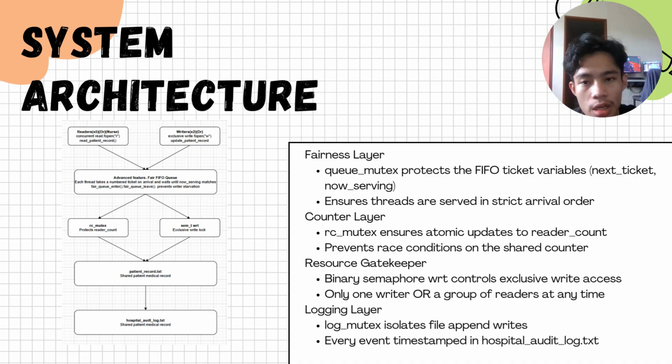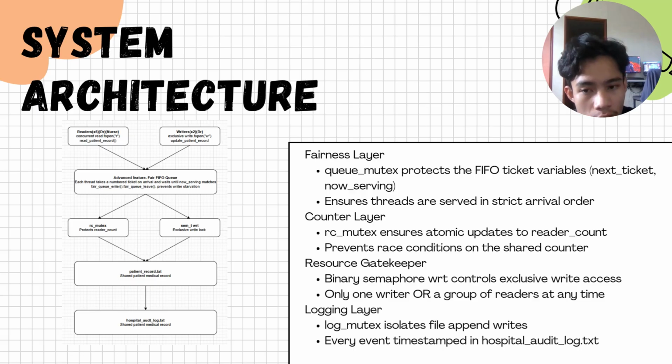Next, the counter layer. Below that, we have an rc_mutex. This is dedicated solely to ensure atomic updates to the reader count. By protecting this counter, we prevent race conditions when multiple reading threads try to increment or decrement the active reader total at the same time.